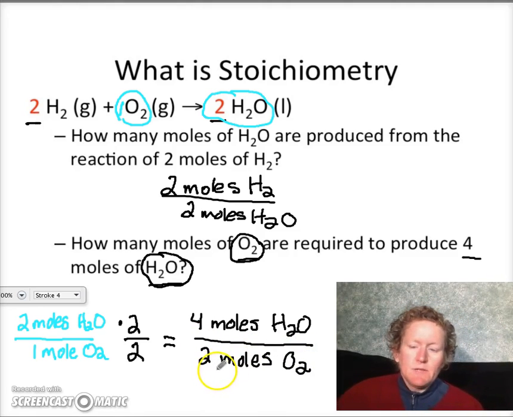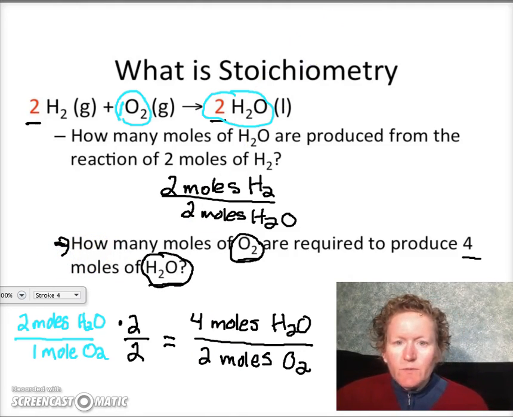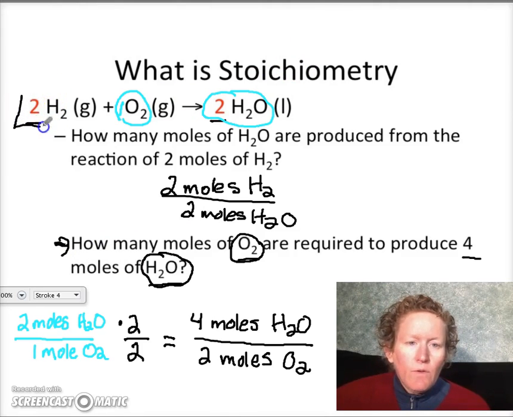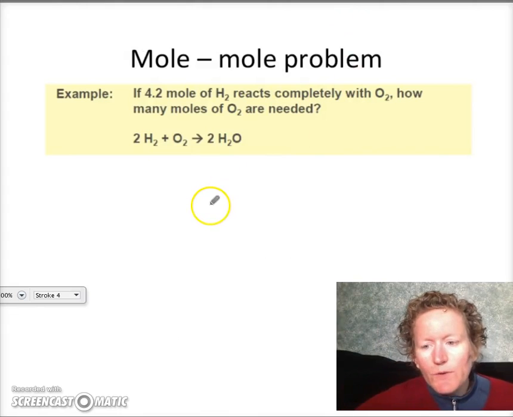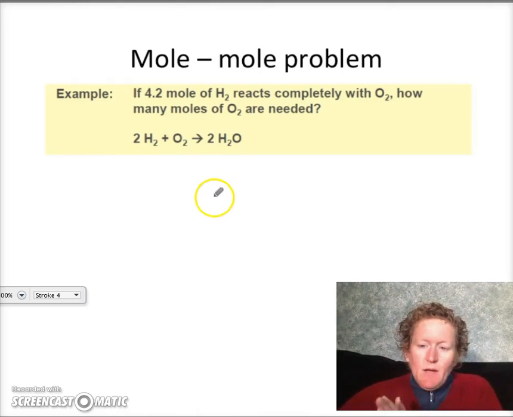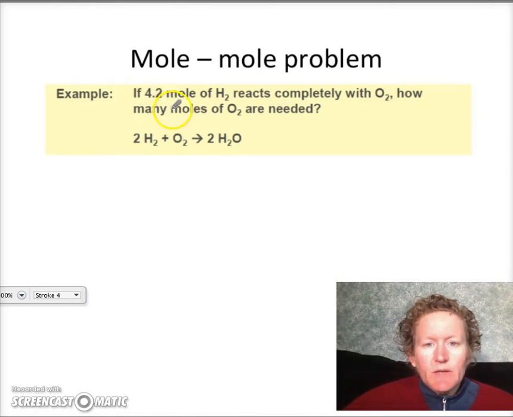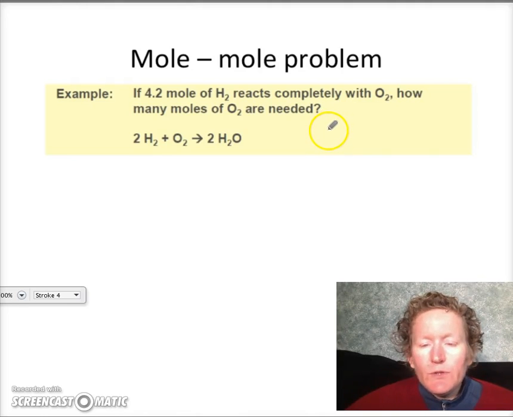How many moles of oxygen in this question? And that's just using the molar ratio. That's just looking at the coefficients in our balanced equation. So here's a mole to mole problem where we're looking at how many moles of this produce how many moles of something else. In this particular problem, 4.2 moles of H2 react completely with oxygen. How many moles of O2 are needed?